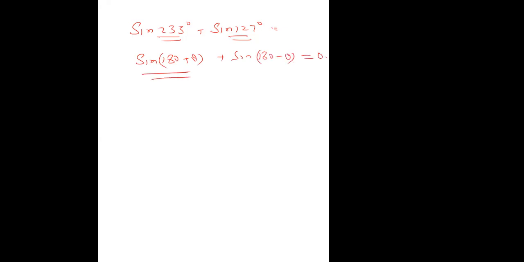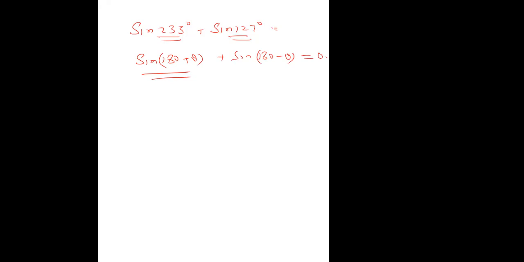Next is sine 233 degree plus sine 127 degree, right? So 0, I guess. 180 plus 53 degree and 180 minus 53 degree. So sine of 180 plus theta and sine of 180 minus theta, right? This will be minus sine theta, this will be plus sine theta. Directly you are getting this, right?